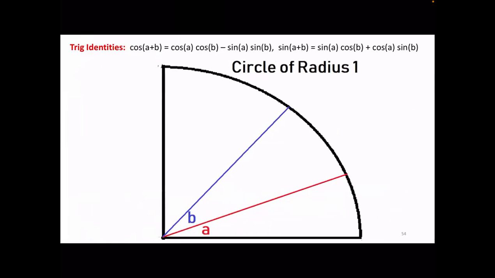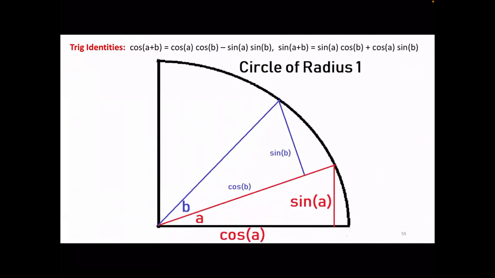So we need to prove this formula: cosine of a plus b equals cosine a cosine b minus sine a sine b. In the interest of time, I'm not going to go through this in great detail. I'm going to just give you the high level sketch of where this comes from. I need to keep drawing right angles. So I'm going to assume a, b, and a plus b are all less than 90 degrees.